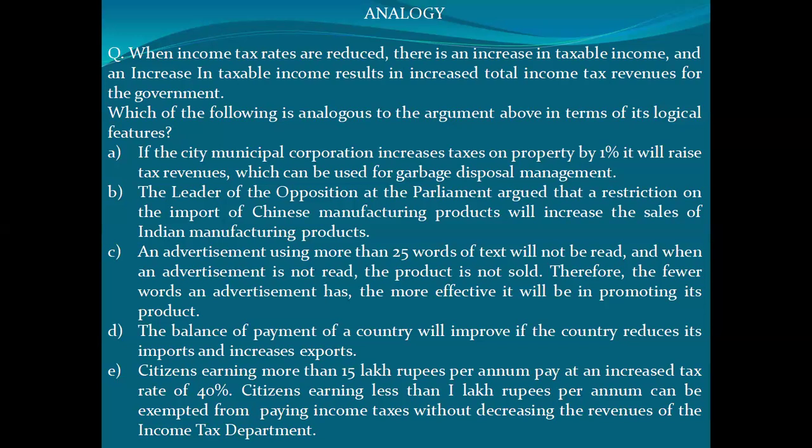So maybe the right answer is... wait, what is your chosen option? E. Yes, okay, sir, let's have a look at E. Citizens earning more than 15 lakh rupees per annum pay at an increased tax rate of 40%. Citizens earning less than 1 lakh rupee per annum can be exempted from paying tax. But again, the fall in one thing leading to the rise in another, that dynamic is not playing out here. So it's not E either. So A and E are ruled out.